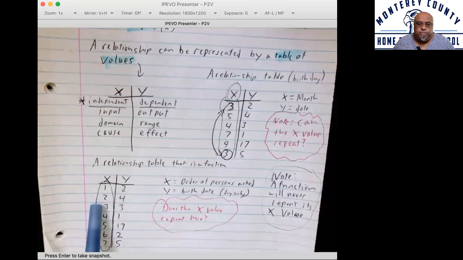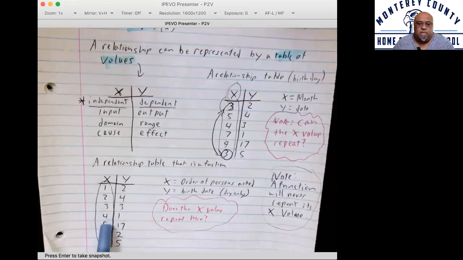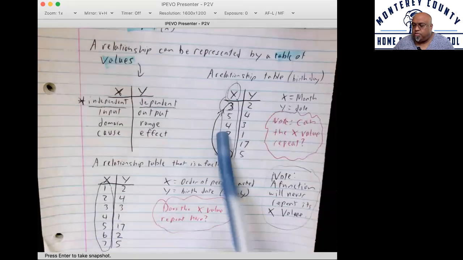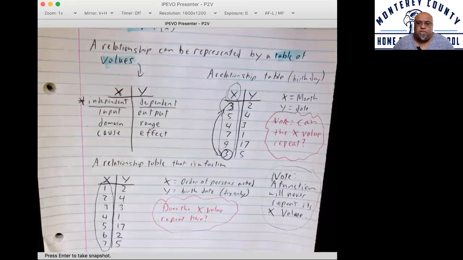Now, in a function, if the X value repeats, then it would not be considered a function. It would just be considered a relationship. Now, both of these tables are relationships, but only this one is a function, okay? Now let me ask another question.